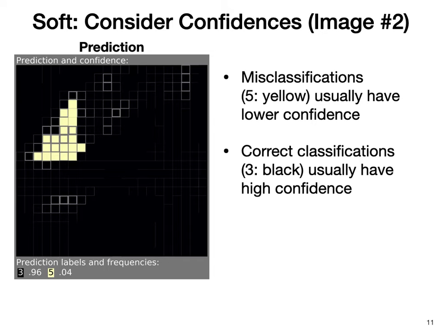The prediction grid contains not just the predicted class, but also the confidence. Mispredictions in benign images tend to be less confident than the correct predictions. The yellow squares here are generally smaller than the black squares. We'll use this observation.